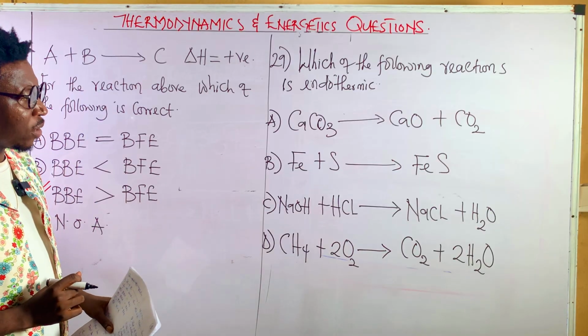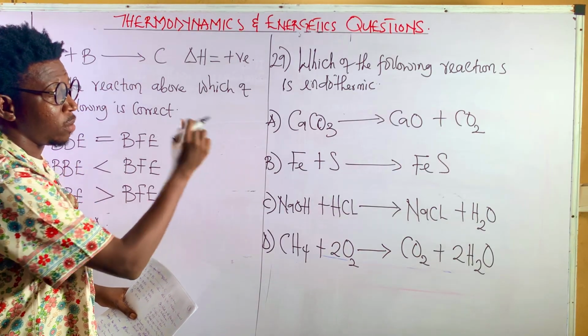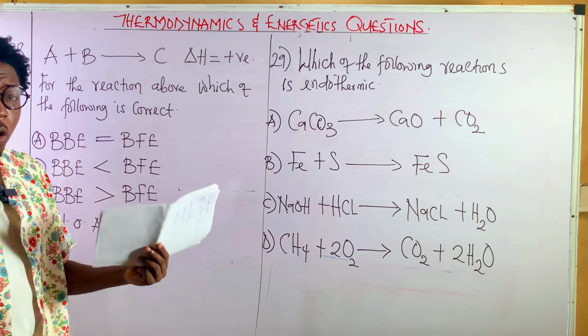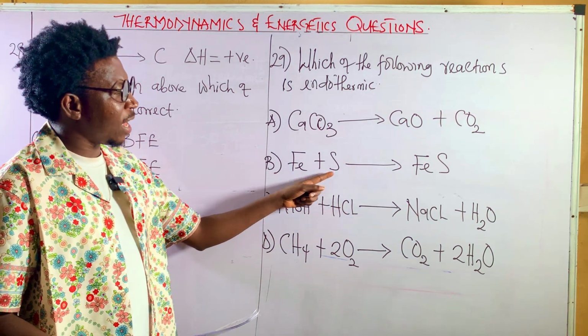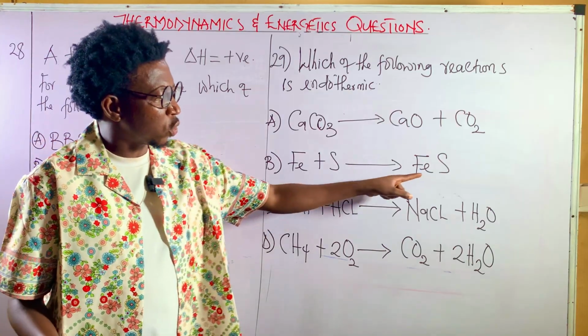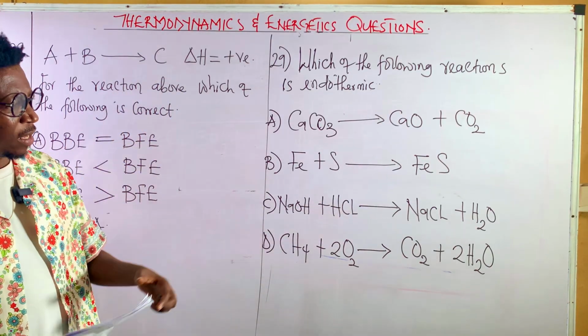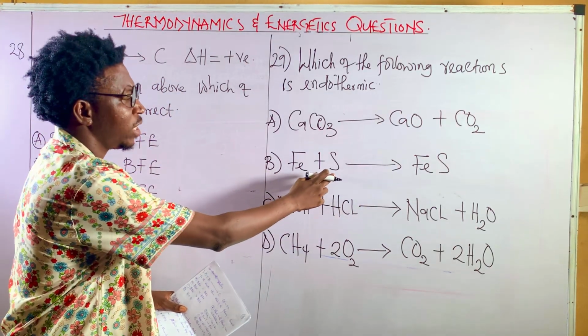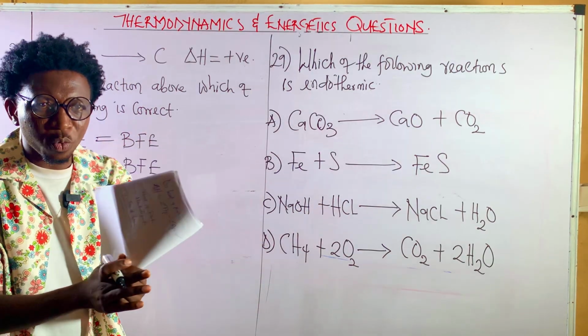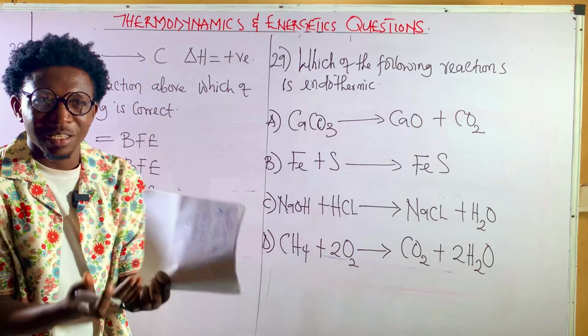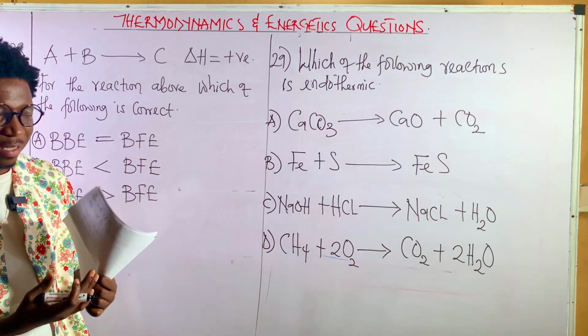For the second option, this is a combination reaction. In a combination reaction, we have several reactants but one product. What is happening here? Sulfur is joining with Fe. Once you join, heat is released. Just clap your hand like this. Heat is released. Are you seeing it now?